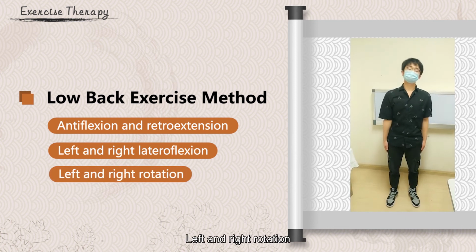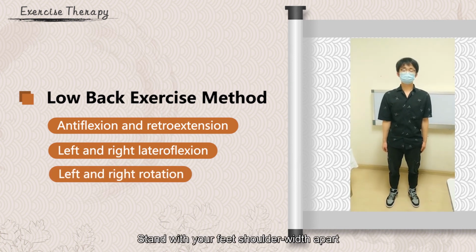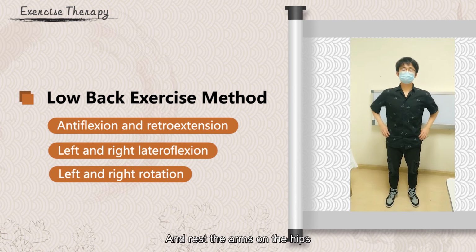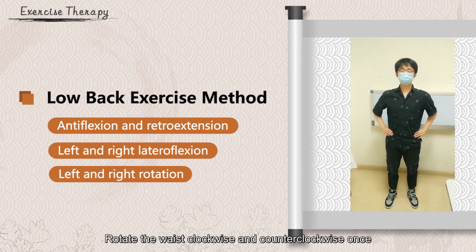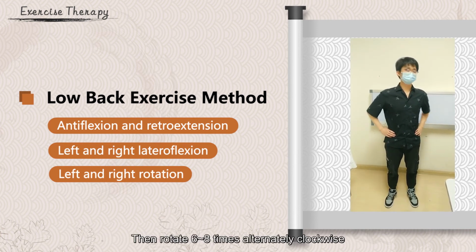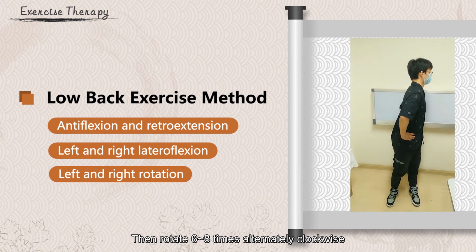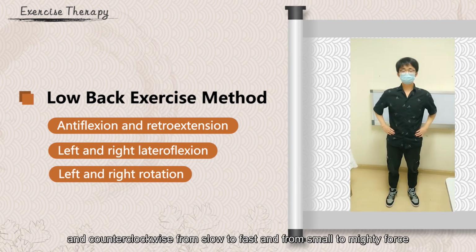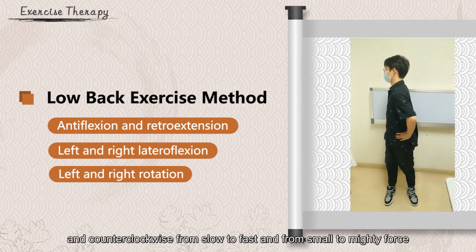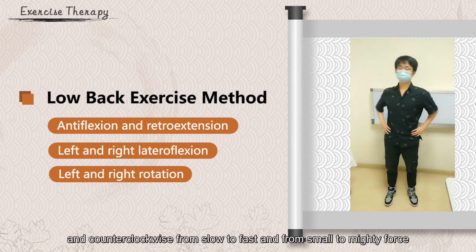Left and right rotation. Stand with your feet shoulder width apart and rest the arms on the hips. Rotate the waist clockwise and counterclockwise once. Then, rotate 6 to 8 times alternately clockwise and counterclockwise, from slow to fast and from small to mighty force.